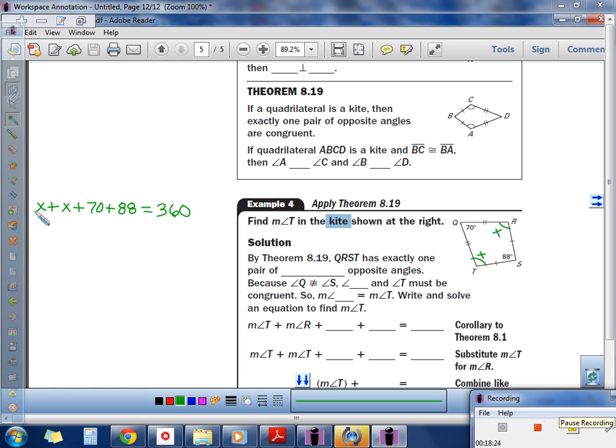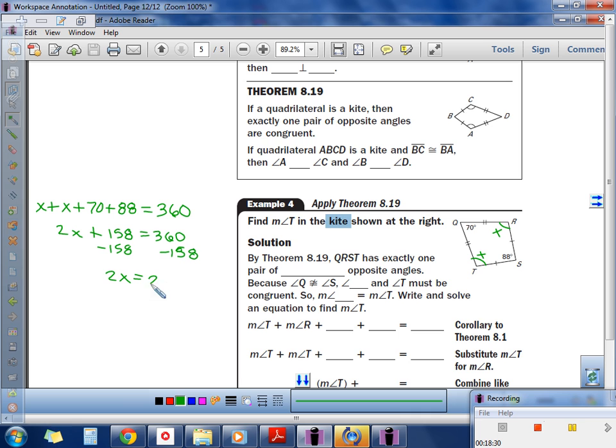From there, we're going to simplify, combining like terms. These x's are on the same side, so we can combine them. X plus x is 2x. From there, we can do 70 plus 88. They're on the same side, so we just do what they say. 70 plus 88 is 158. And now it's a two-step equation that we're going to be solving for x. What do we do? Subtract 158. So 360 minus 158 is 202. Divide by 2 and you get x is 101. How big are each of those angles?